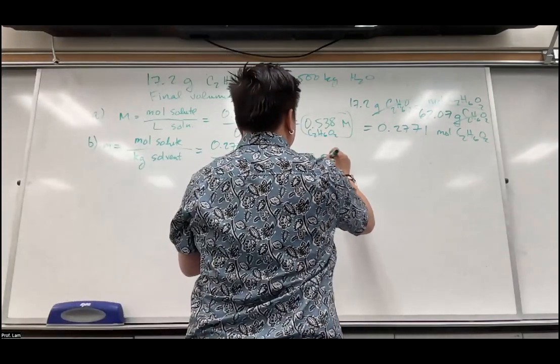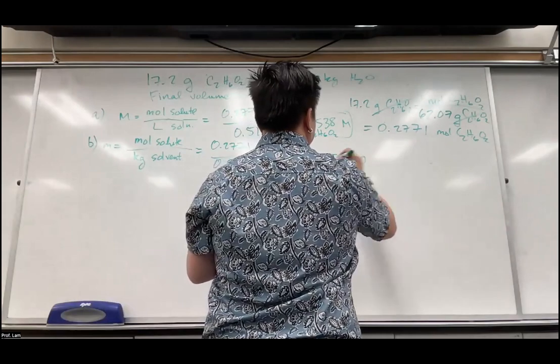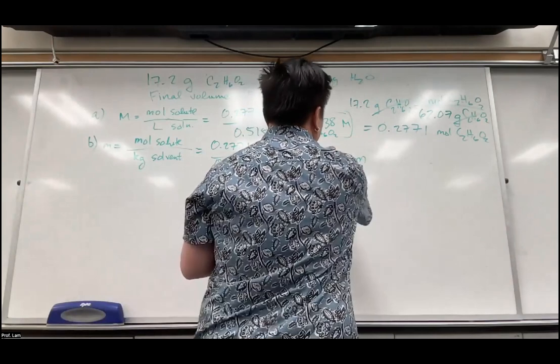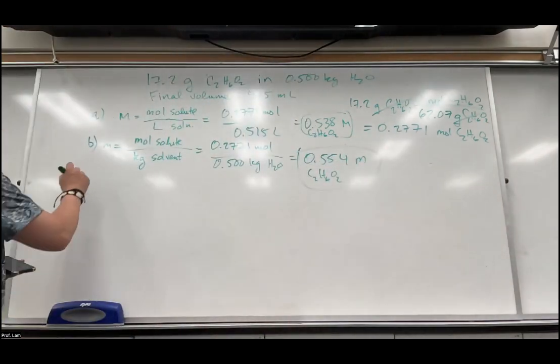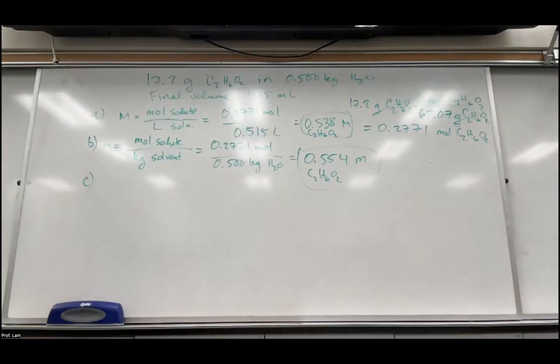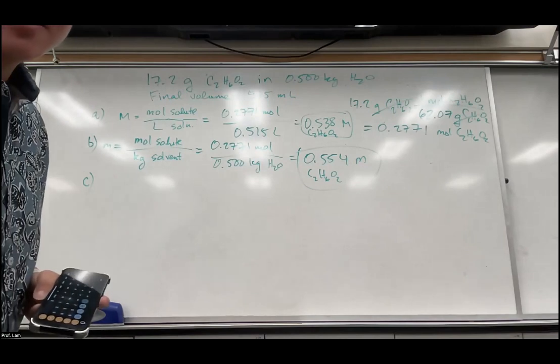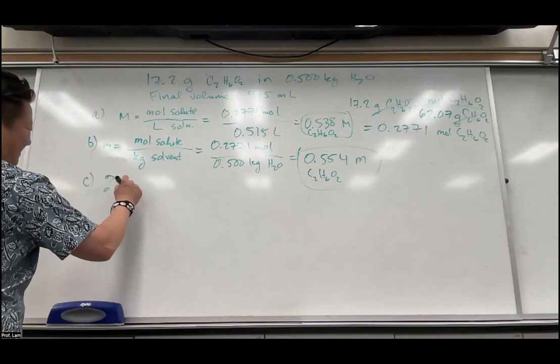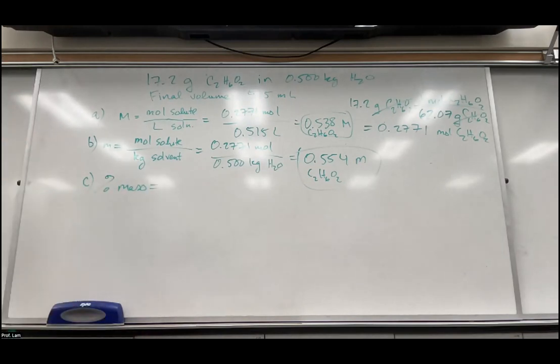Which is 0.554 little m C2H6O2. Circle that. Now, percent by mass.